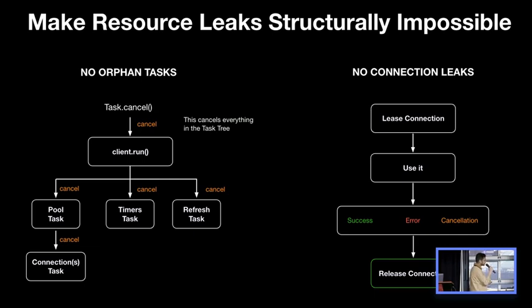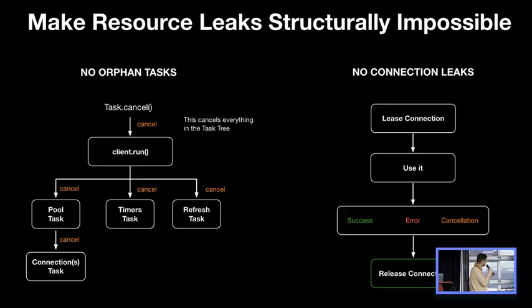So we have solved this problem using a Swift feature called structured concurrency. This feature naturally brings structure to your code. It establishes a parent-child relationship between the tasks. It ensures that the child tasks cannot outlive the parent task, and when you cancel the parent task, all of its children automatically get canceled. So this way, when the parent client task gets a cancellation call, that cancellation call trickles down the entire task tree, and it kills all the child tasks, such as the pools, the timers, and the refresh tasks.